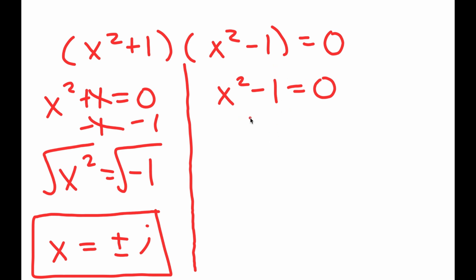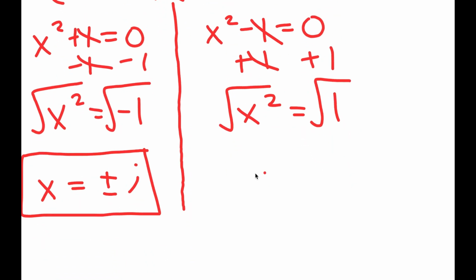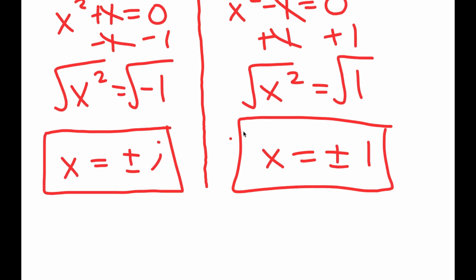Now for my right hand side, I'm going to add 1 to both sides, and I get x squared is equal to 1. If I take the square root on both sides, I get x is equal to positive or negative 1. So these are my 4 solutions to this equation.